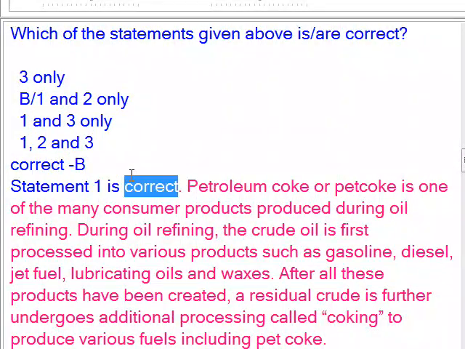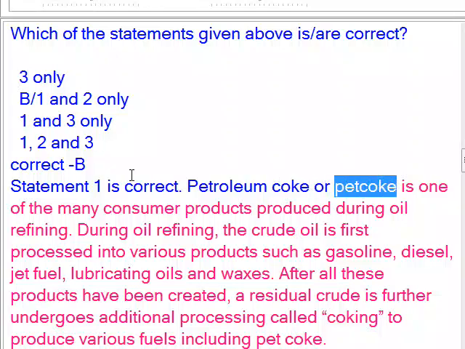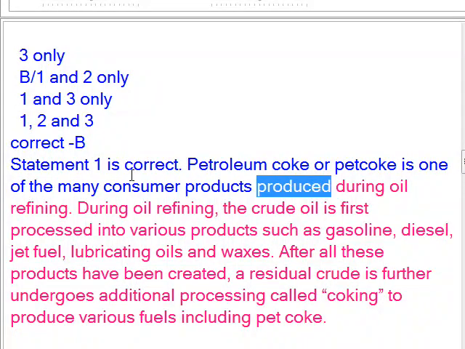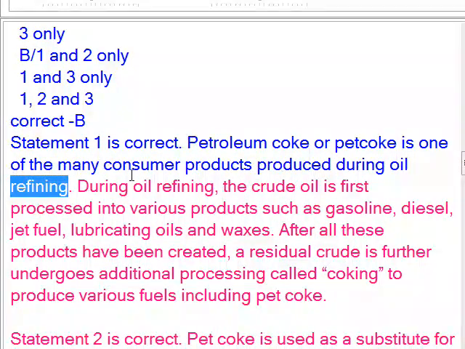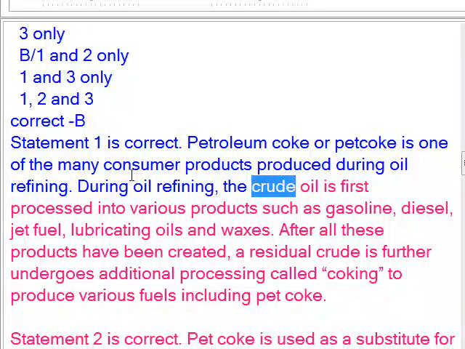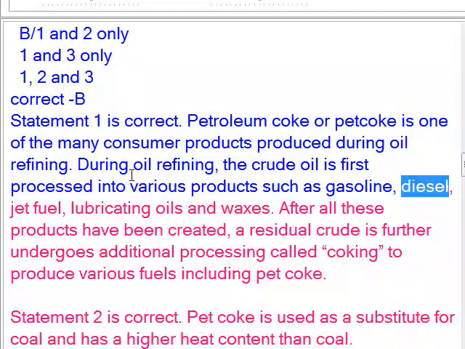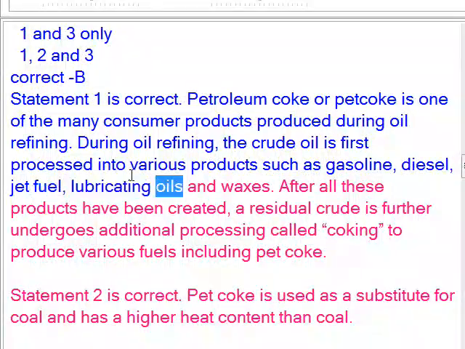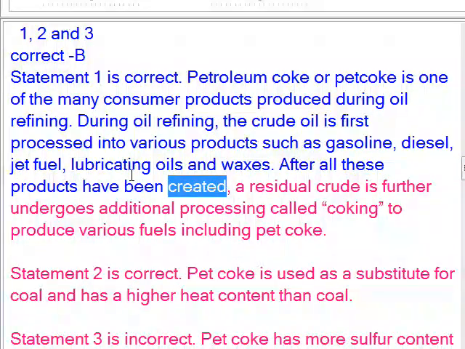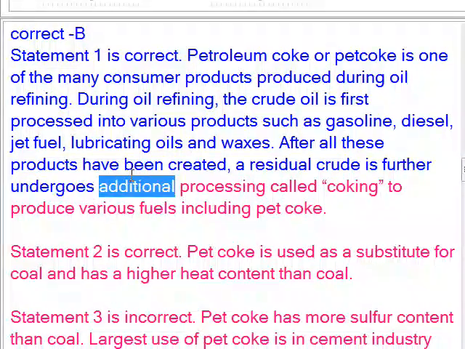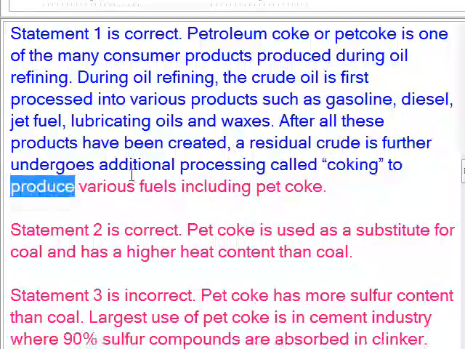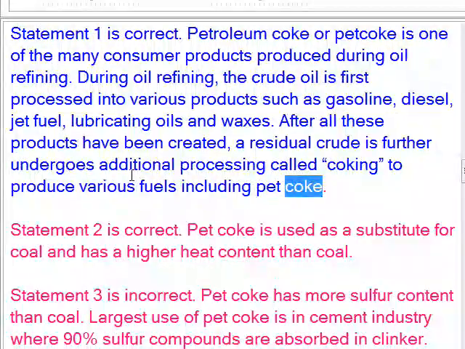Correct: B. Statement 1 is correct. Petroleum coke or pet coke is one of the many consumer products produced during oil refining. During oil refining, the crude oil is first processed into various products such as gasoline, diesel, jet fuel, lubricating oils, and waxes. After all these products have been created, the residual crude further undergoes additional processing called coking to produce various fuels including pet coke.